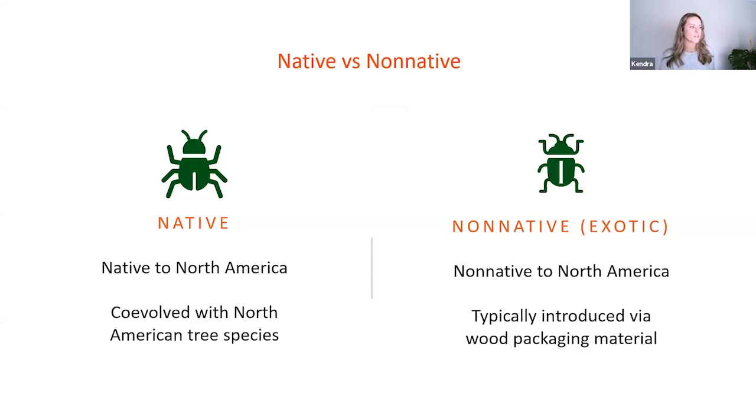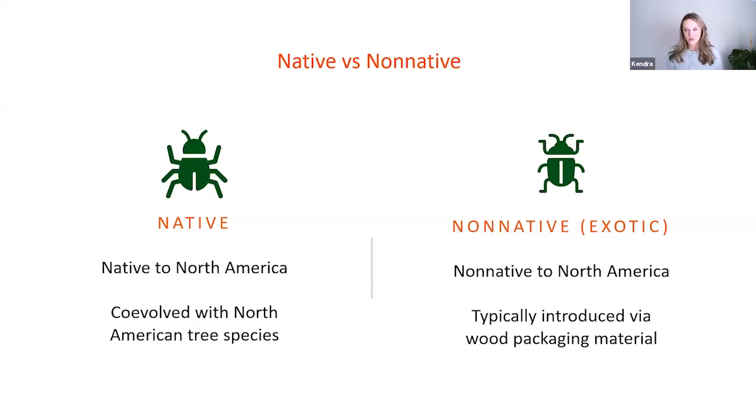The first distinction being native insects. When we say an insect is native or native to North America, it means that as far back as we know, we can see that this insect has co-evolved with North American tree species. So our North American tree species have these natural co-evolved self-defense mechanisms that they can employ when they're attacked by these native insects. Conversely, insects that are non-native, we can also say that they're exotic.